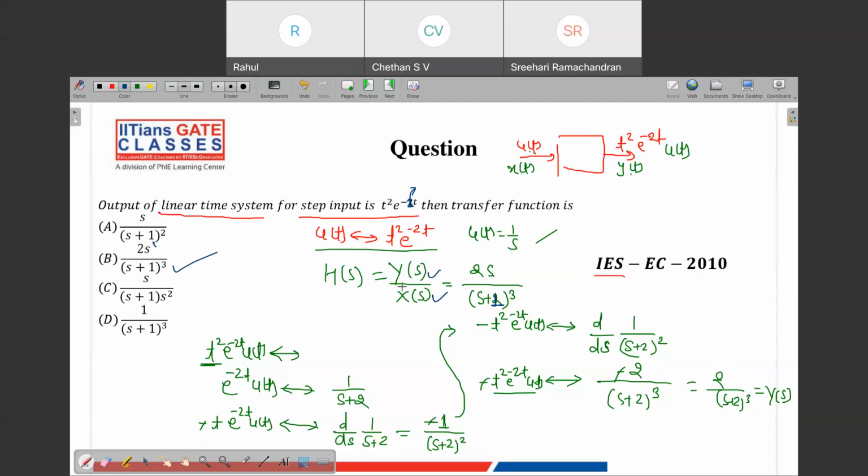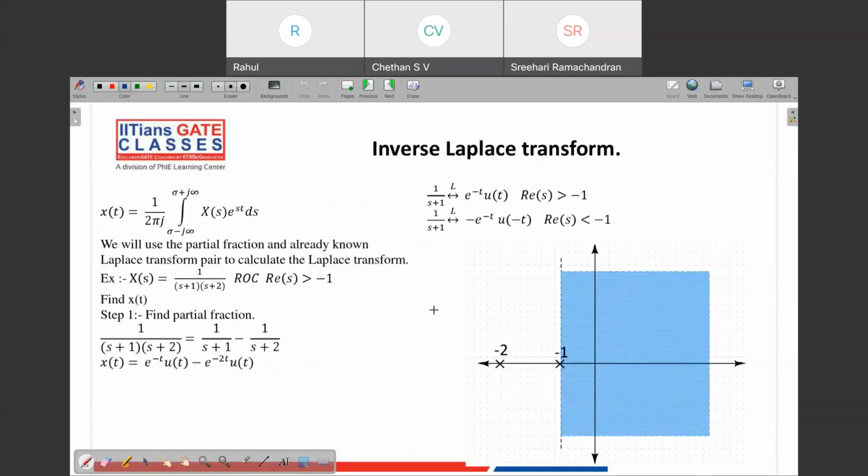So here we have used two concepts. First is the property, which is differentiation in time domain. Second thing we have used is that H(s) is equal to Y(s) divided by X(s). We go to the next slide.